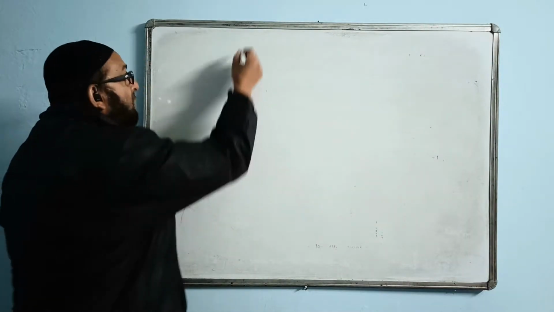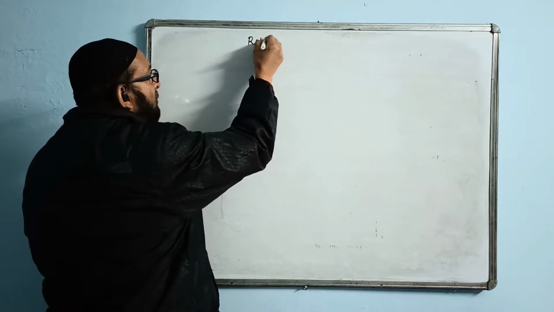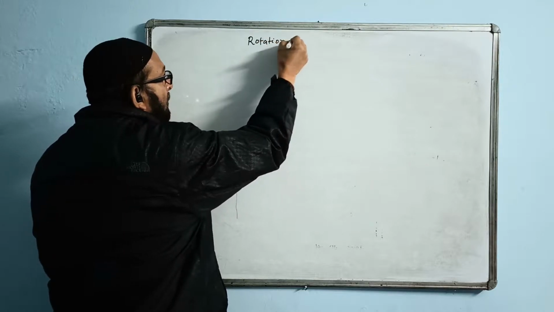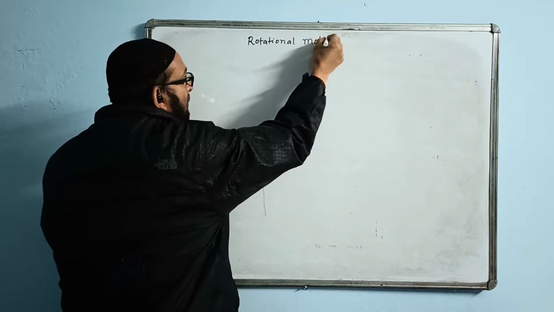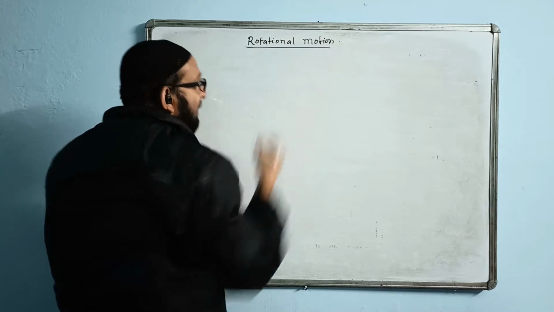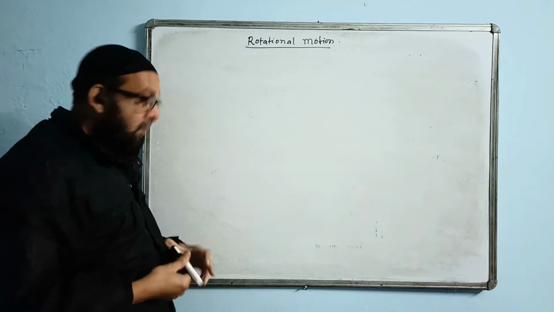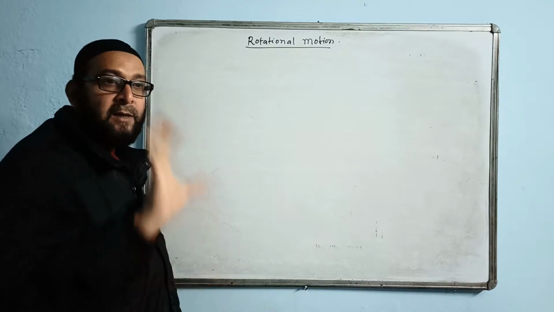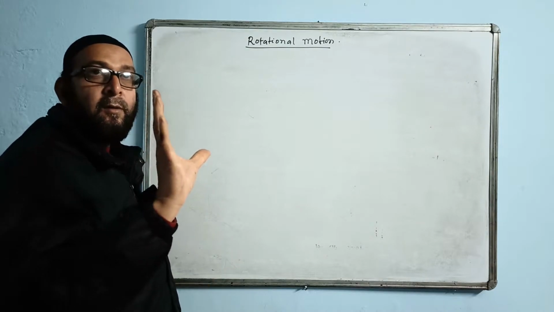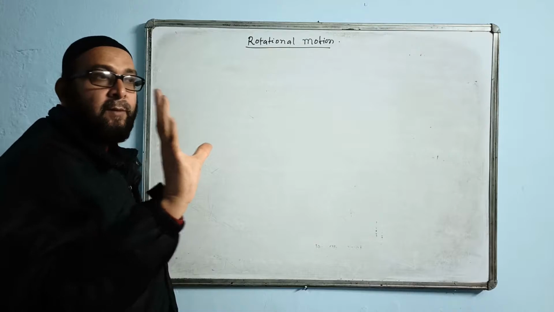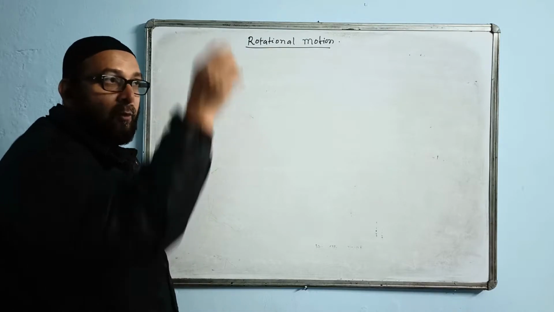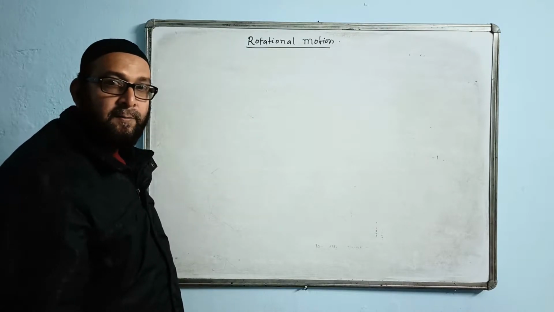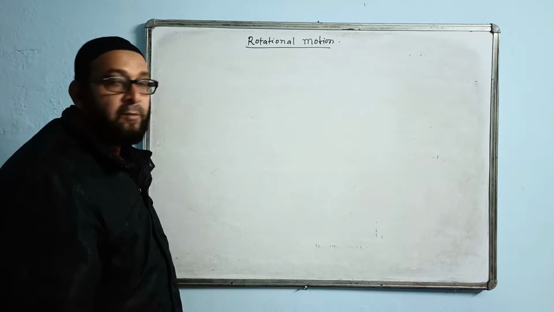Today we are doing a new chapter, rotational motion. This is chapter number 18 from the book. What is rotational motion? The body as a whole will be moving about an axis. Such a motion is called rotational motion.